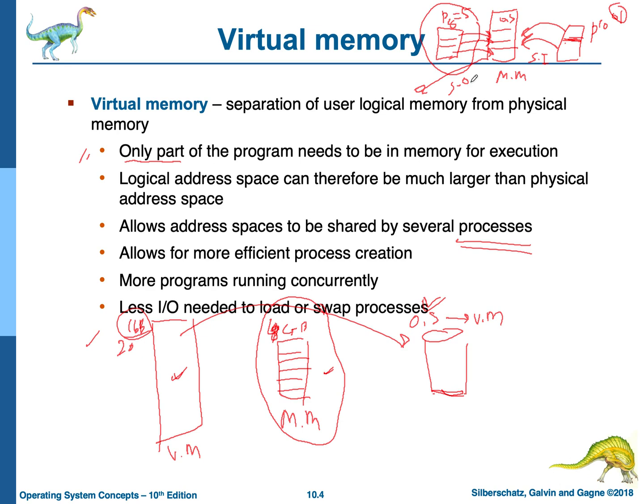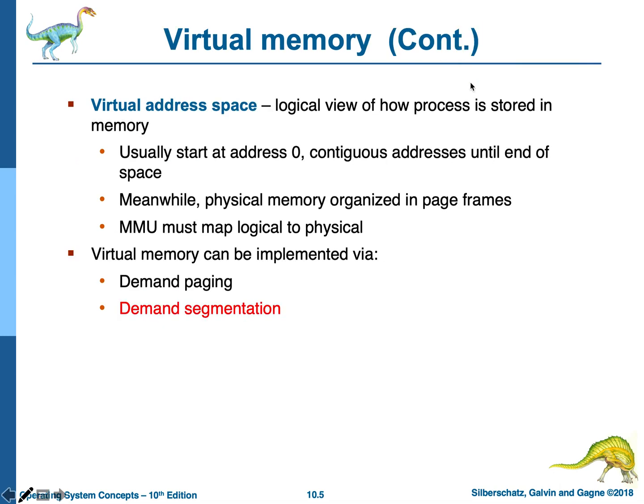So by utilizing the approach of virtual memory, we can reduce this burden from the main memory, or from this system. That's why the system performance would also increase. Now, virtual memory address space is the logical view of how a process is stored in memory. Usually we have seen that the addresses start at 0 in contiguous memory allocation and go until the end of memory, and this is actually an organization of physical memory.